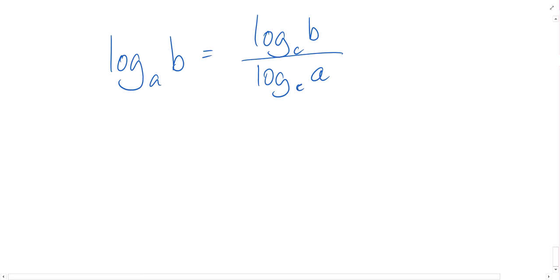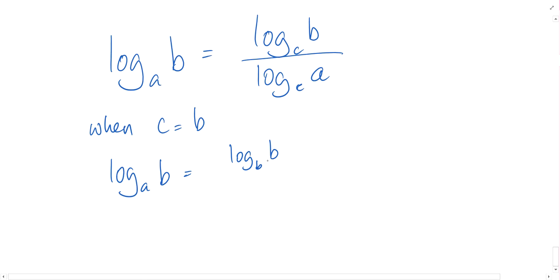Can you go and investigate what happens if I change the base instead of C? I change the base instead of C to become B. Try it. When C equals to B, then log base A of B equals log base B of B, divided by log base B of A. Okay, equals to 1 over log base B of A.